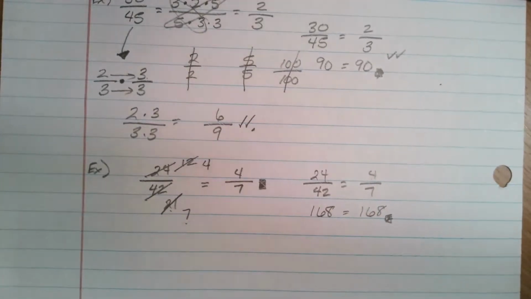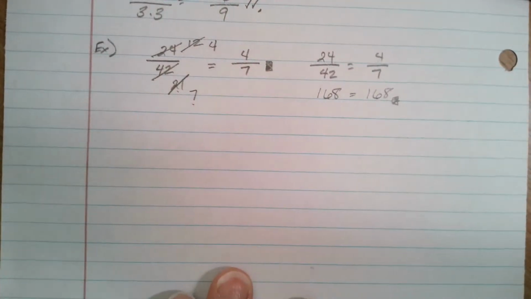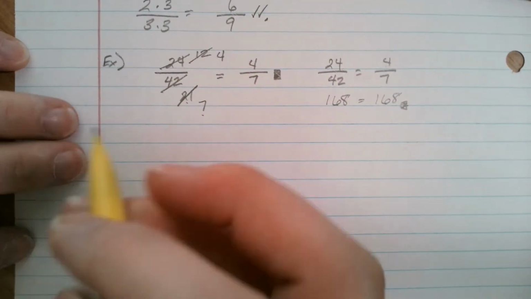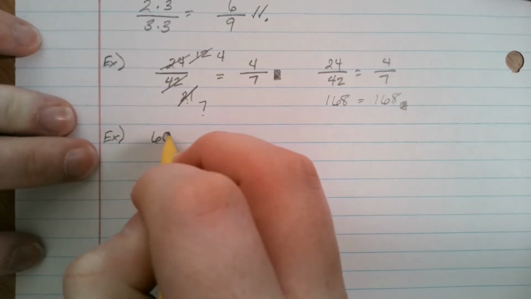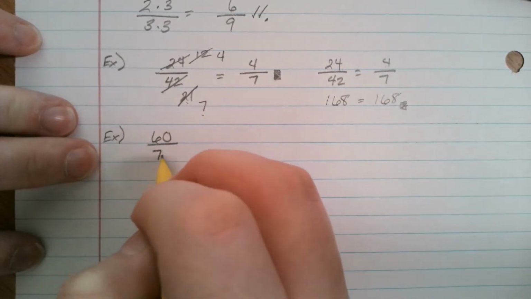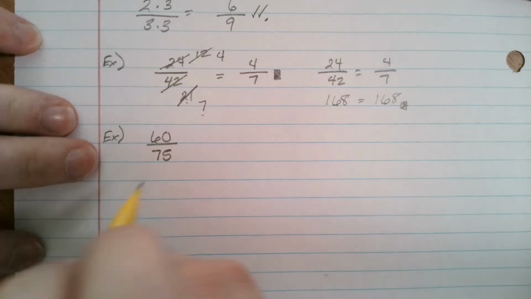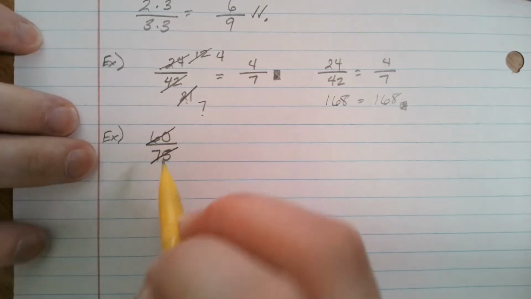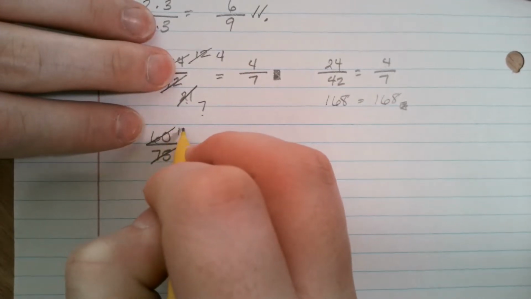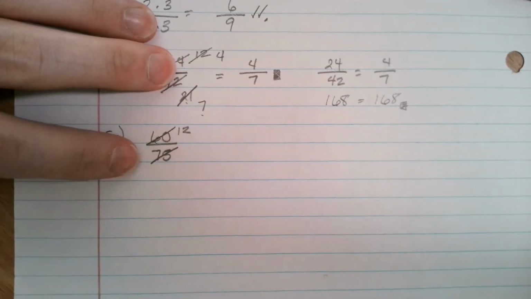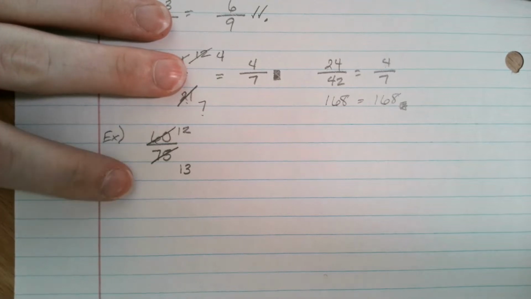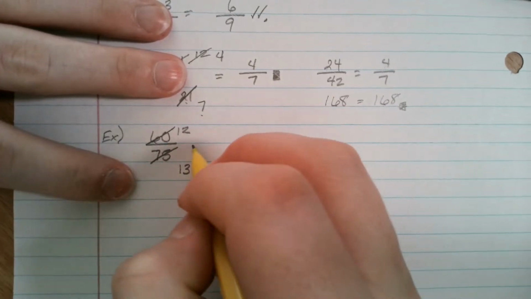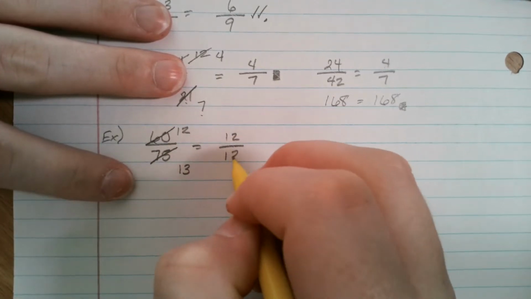So, we're going to apply this method again, just to give another feel for it. If we're given the fraction 60 over 75, they're both divisible by 5. 5 can fit into 60 12 times, and into 75 15 times. And that's all they have in common, really. So 12 and 13.